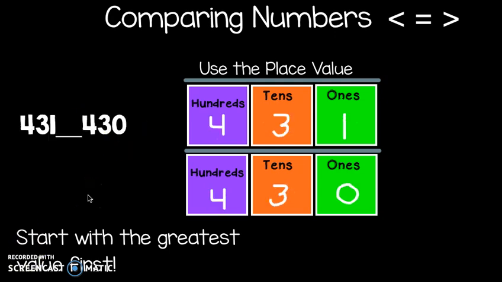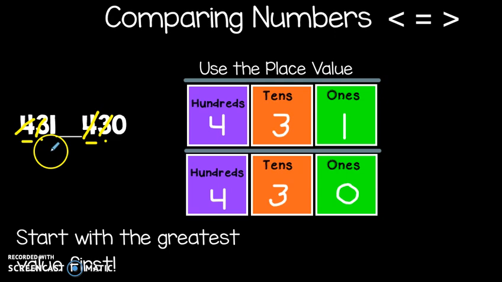And our last practice is let's compare 431 to 430. Let's start with the greatest value first, which is our hundreds place. Always start on the left. We've got 400s here, and we've got 400s here. They are the same. Now we move on to the next. We've got 3 tens here. We've got 3 tens here, which means 30. The value is 30 and 30. So those are the same.